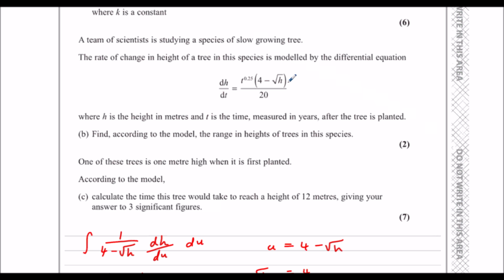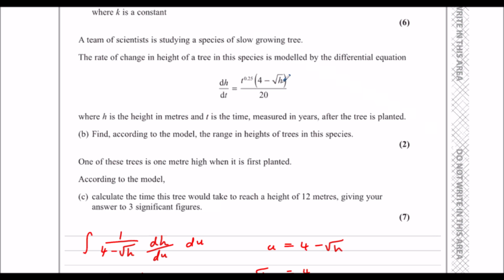And that's when h is 16. So it's going to be going up. It's going to be positive all the way up to when h is 16. And then when h gets bigger than 16, it'll be negative. That would be the tree getting smaller. So that doesn't really make much sense. Trees don't really get smaller. So it's only going to increase up until 16 meters.